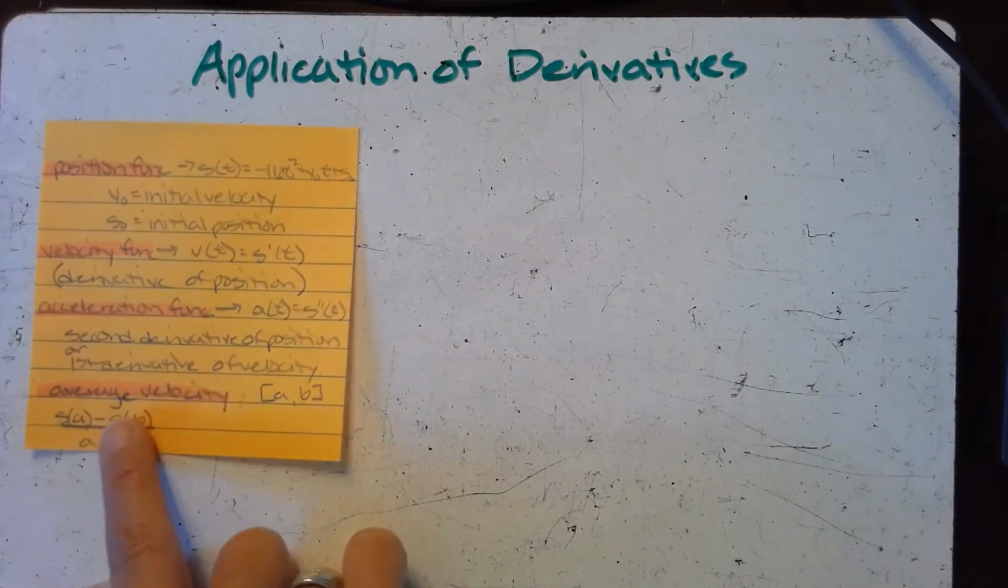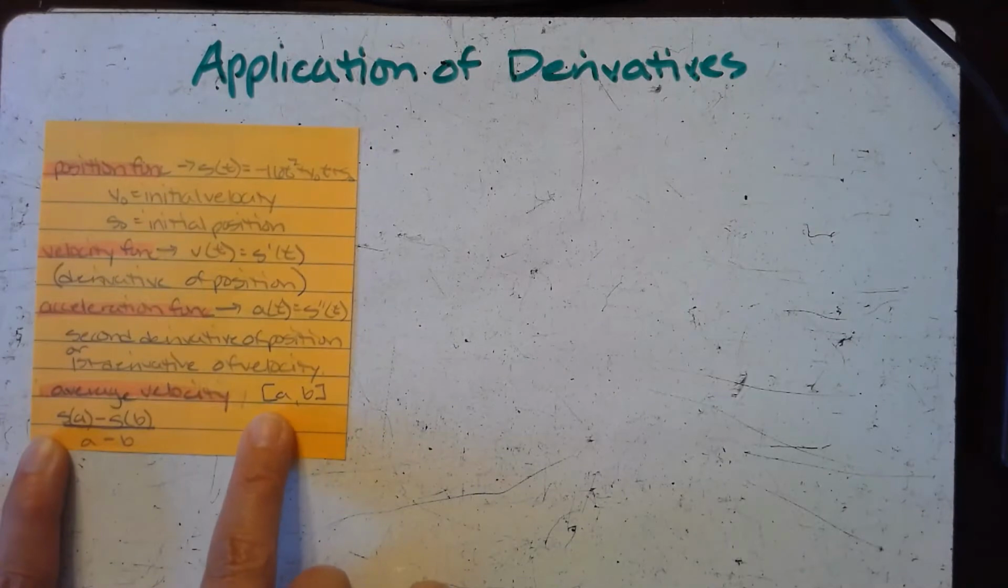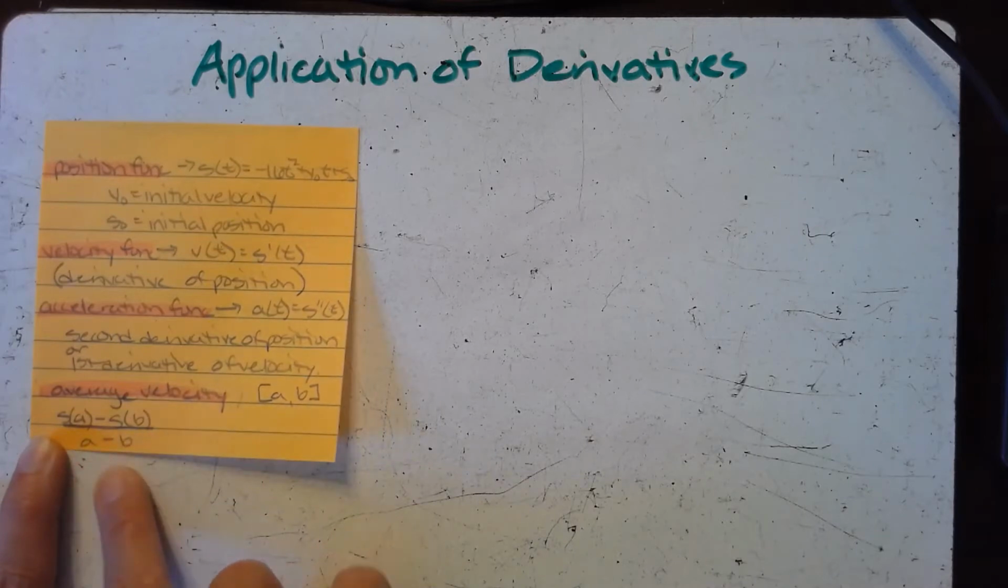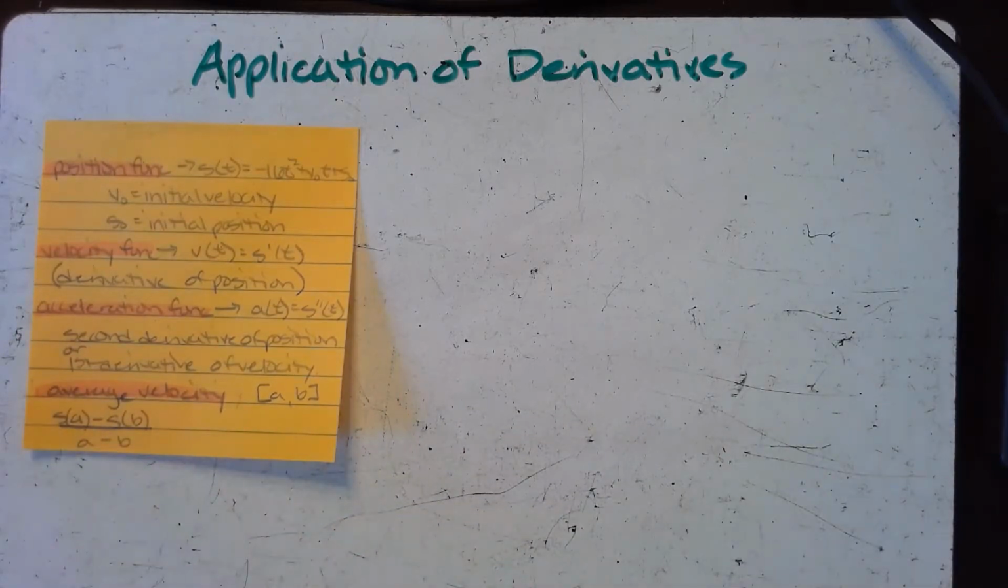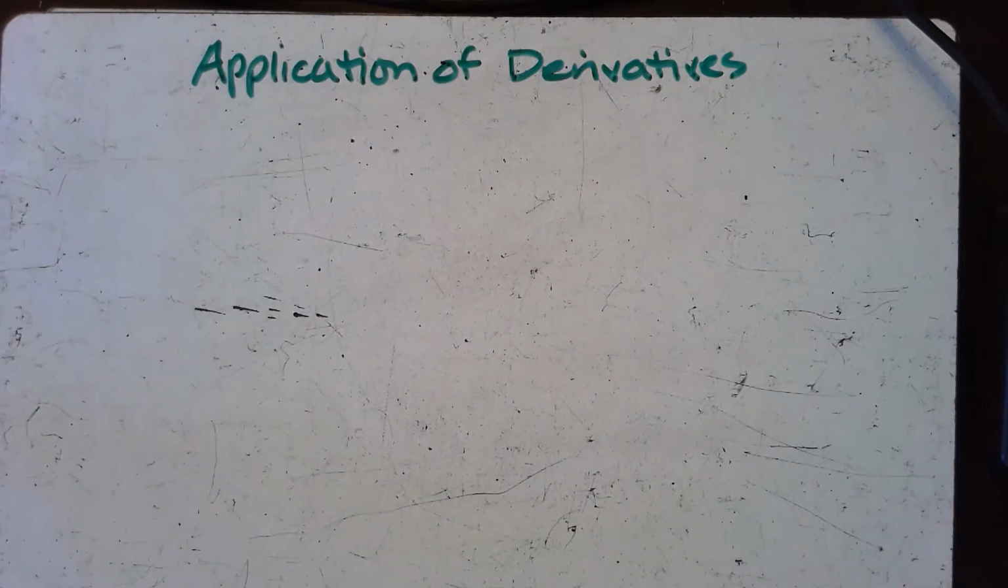And then we're going to see average velocity. The average velocity on a closed interval from a to b is going to be s of a minus s of b over a minus b. So keep this in mind, and I'll keep pulling up the sticky note if we need it as we come across it. Okay, so let's look at our first word problem right here.